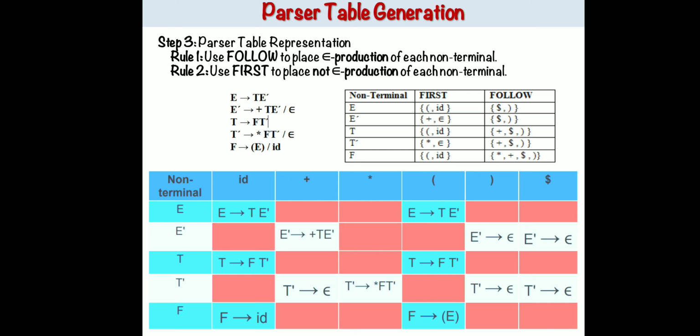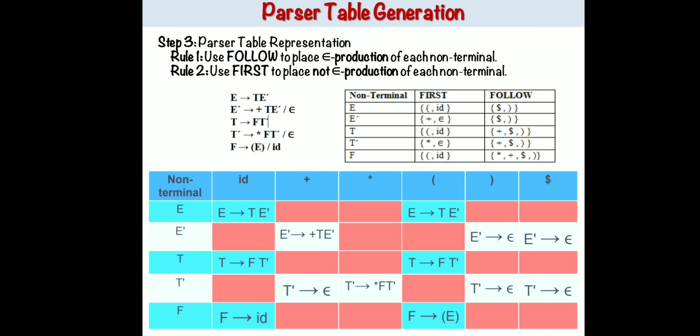In the plus column we will write E dash arrow plus T E dash. And in the closing bracket and dollar columns we will write E dash arrow null. Why? Because from the null production we got the follow. We have to consider the follow. So E dash arrow null we have to write in the follow part, closing bracket and dollar.